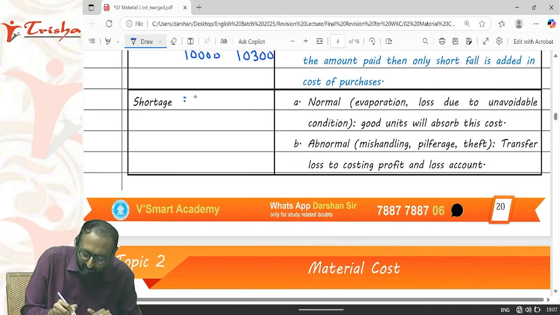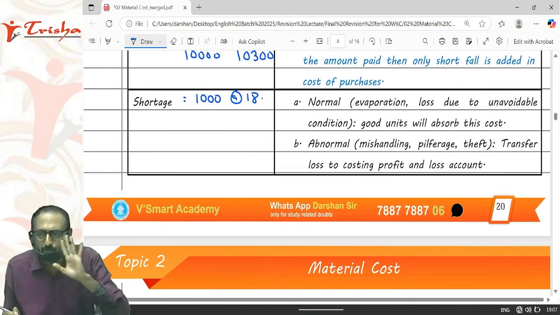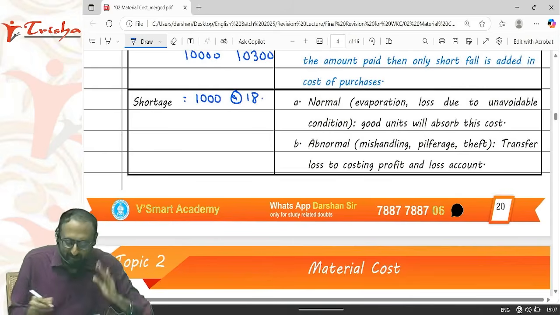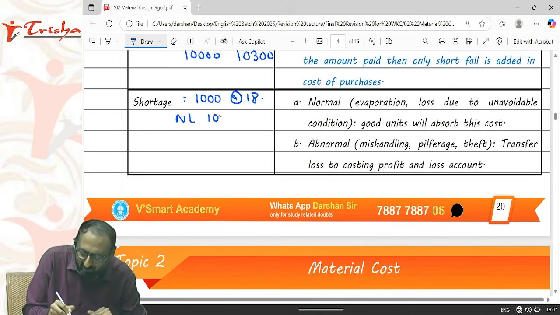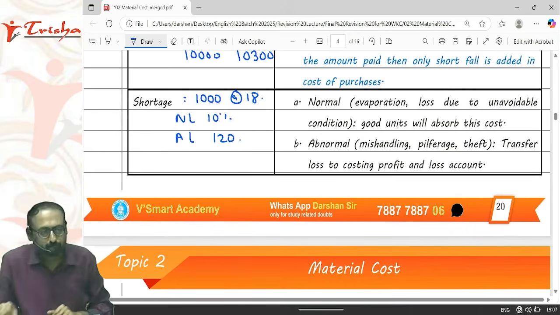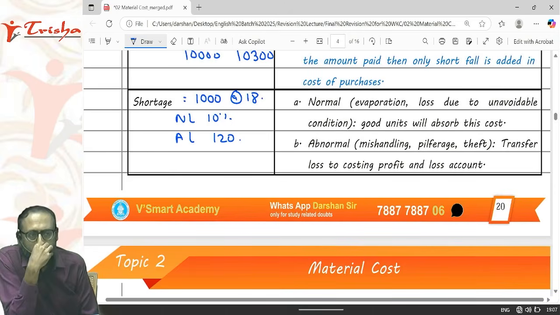Everyone please concentrate here. Quantity purchased by you is 1,000 and purchase price is rupees 18. Normal loss percentage is 10%. Actual loss is 120. How much is the normal loss? How much is the abnormal loss?